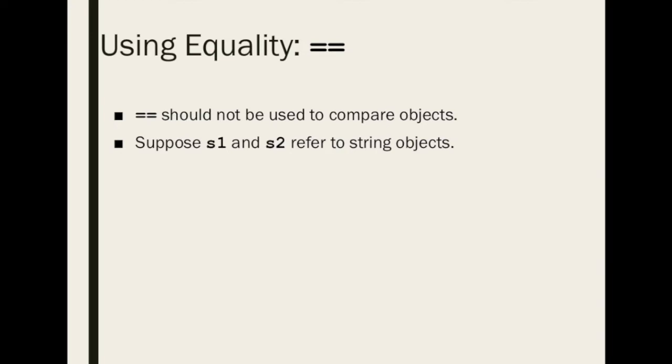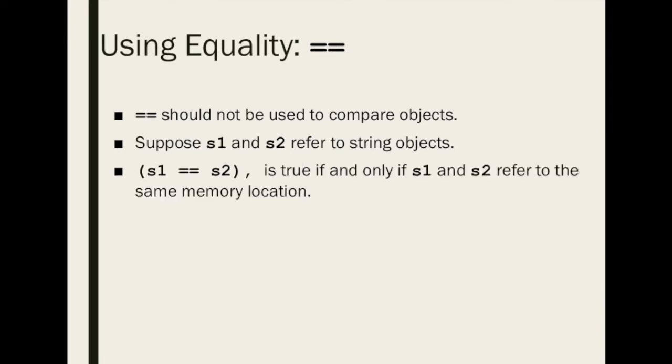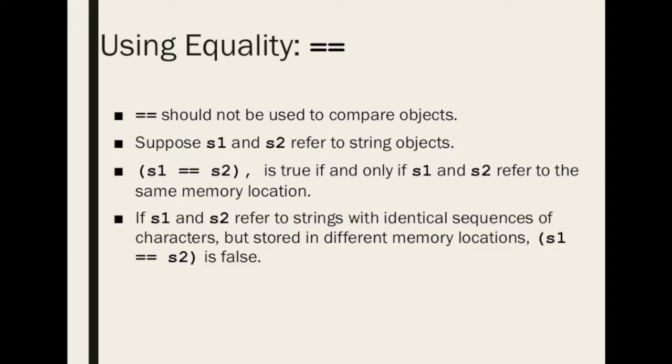And what our comparison operator equals equals checks is if what's actually stored in that variable S1 and S2 match, meaning that if I said something like S1 equals equals S2, it's going to return true if and only if S1 and S2 hold those same memory addresses in these variables. So even if S1 and S2 are string variables that have identical strings inside, if those strings are stored in different memory locations, then that's going to return false.